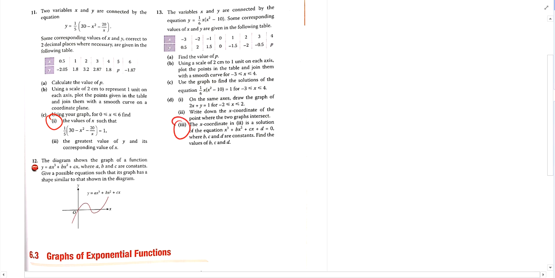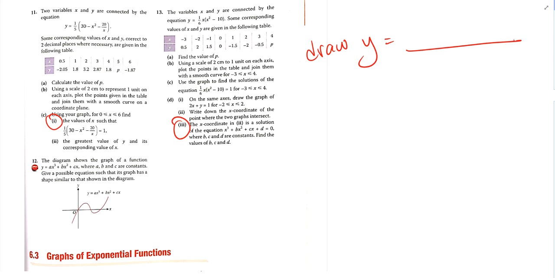All these questions, I don't need you to plot. I only need you to tell me, draw y equals to something. Then the solution will be the x coordinates. Just write, draw this. As long as you know the x coordinates of the intersection points, the answer is already there. You just practice this for now. Any questions? Okay.